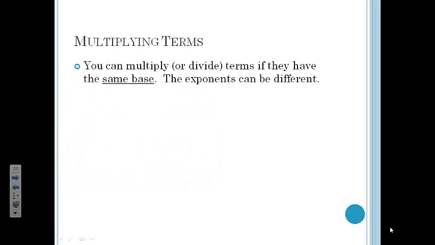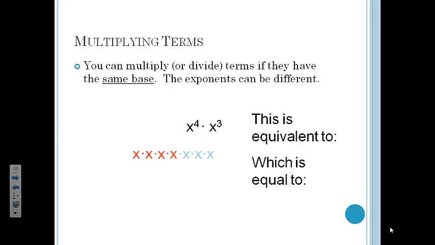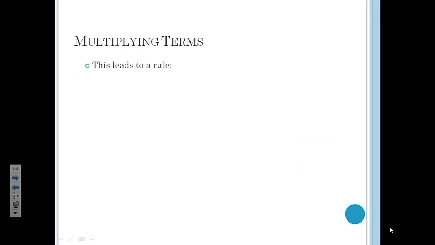Now, multiplying. You can multiply or divide terms if they have the same base. The exponents, however, can be different. So for example, x to the 4th times x to the 3rd is the same as x written 4 times, and x cubed, written 3 times, which is the same as x to the 7th. So the rule is when you're multiplying, you add the exponents.